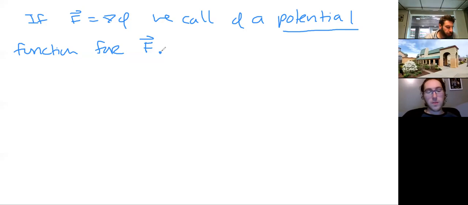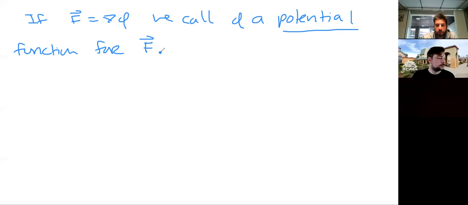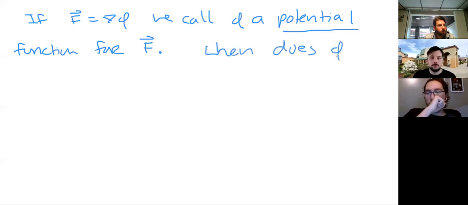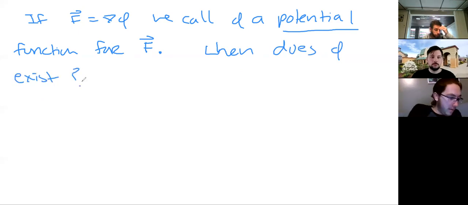All right, so we're not going to prove this theorem. But there is a very nice theorem that tells you when you can find potential functions. So that's what we're going to talk about now. The question: when does phi exist? Well, here's the theorem.